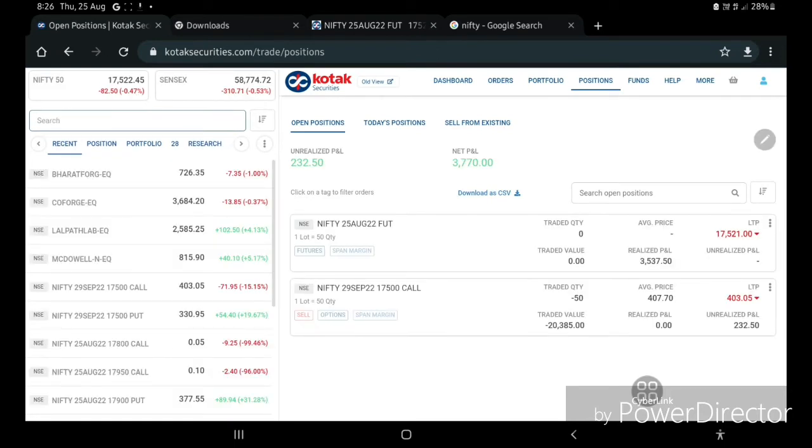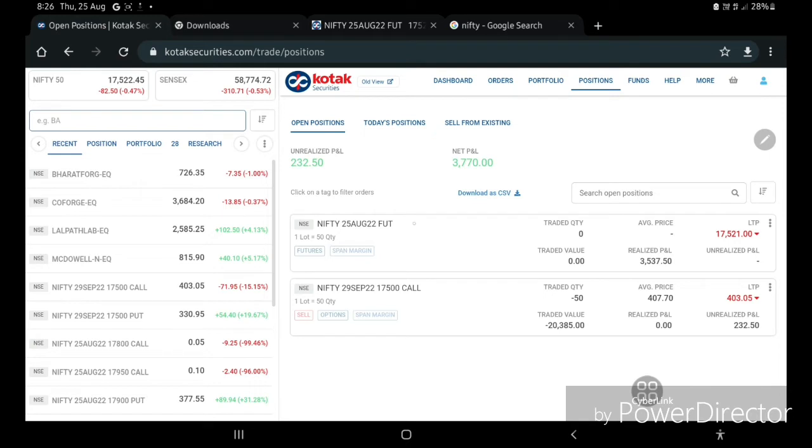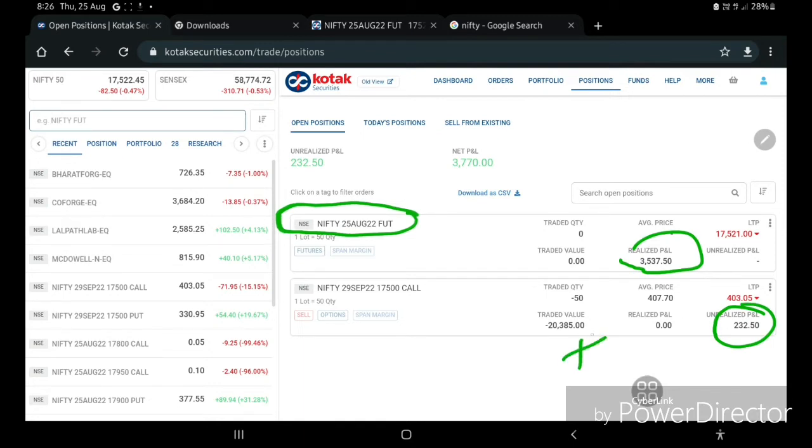So you can see over here that today I booked the Nifty futures. Why is this ink not working? Today I had booked the Nifty futures, and the profit that I made today was 3,500, and also I got a little bit of benefit of the theta decay or time decay.